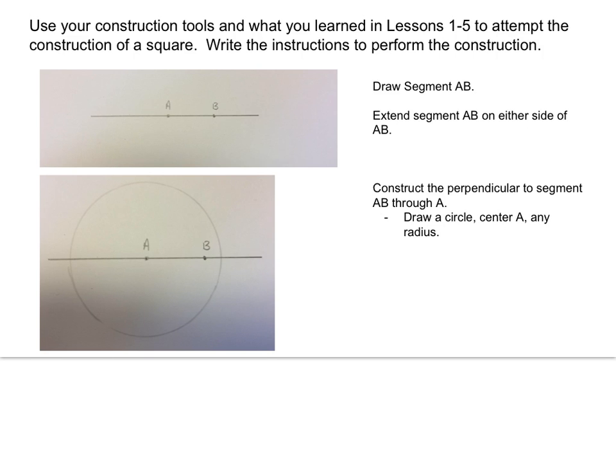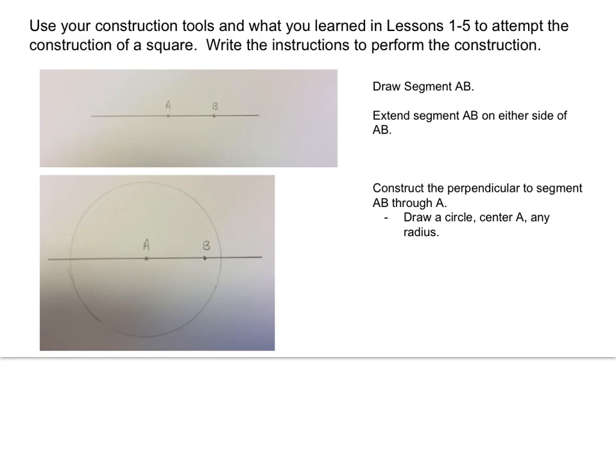First of all, the instructions say, use your construction tools and what you've learned in lessons 1 through 5. That's lessons 1 through 5 of the curriculum, which was a long time ago. Attempt to construct a square. Once you're satisfied with your construction, write the instructions to perform the construction. So I went back to lessons 1 through 5 and found the instructions and went through it.